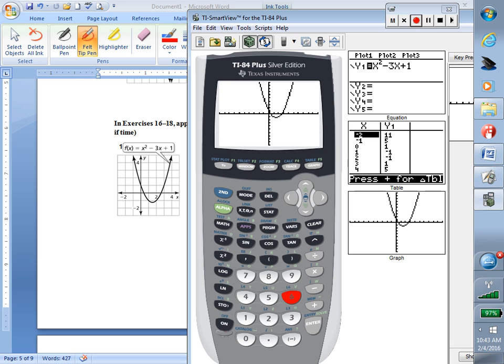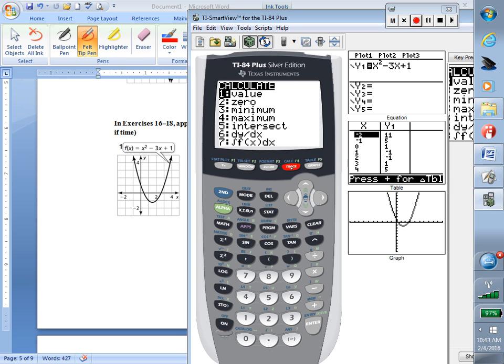And now we want to find those intercepts. In order to do that, and you might want to jot it down on the side here, we press the second key, and then we press trace. So second, trace, and we're looking for the zeros. Notice option 2, it says zero. You can either arrow down to the 2 and press enter, or you can just press 2.